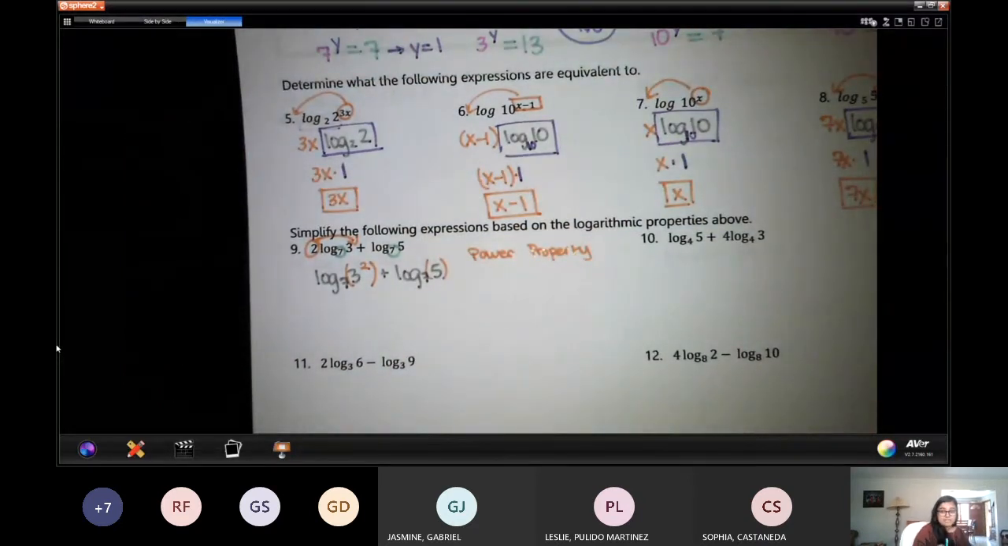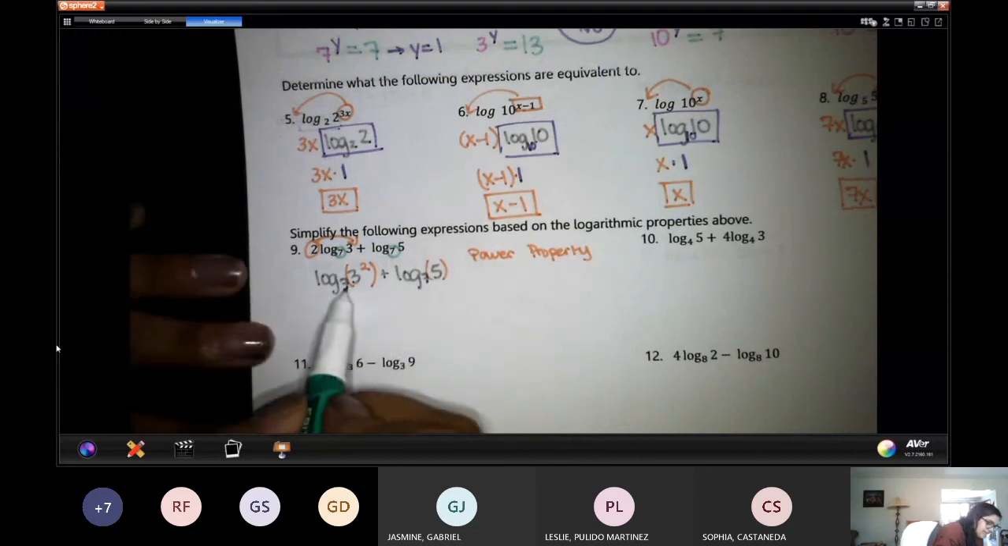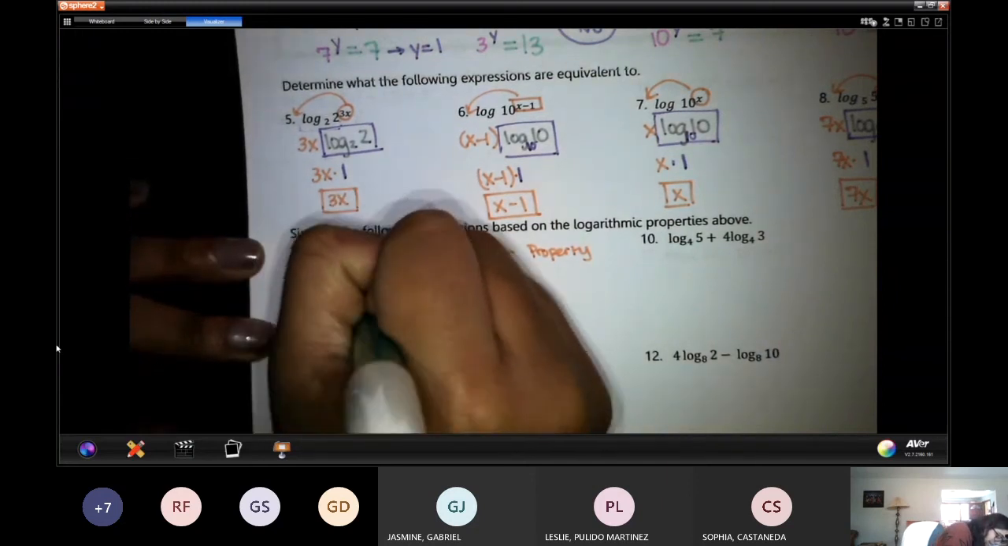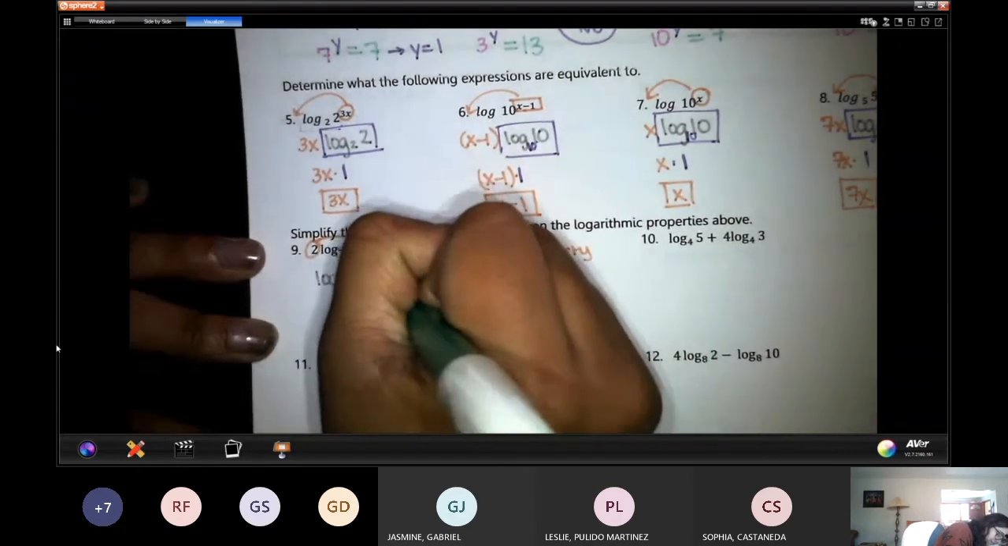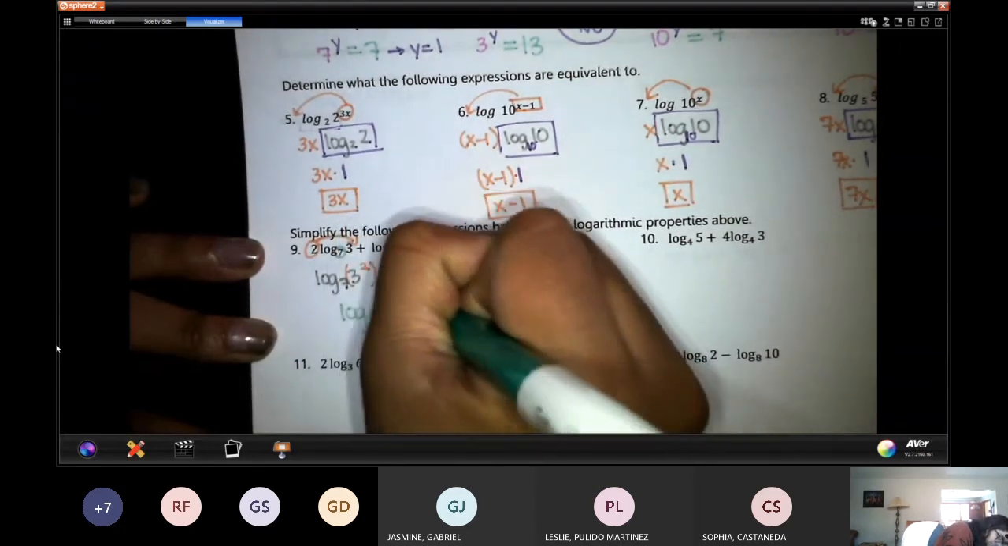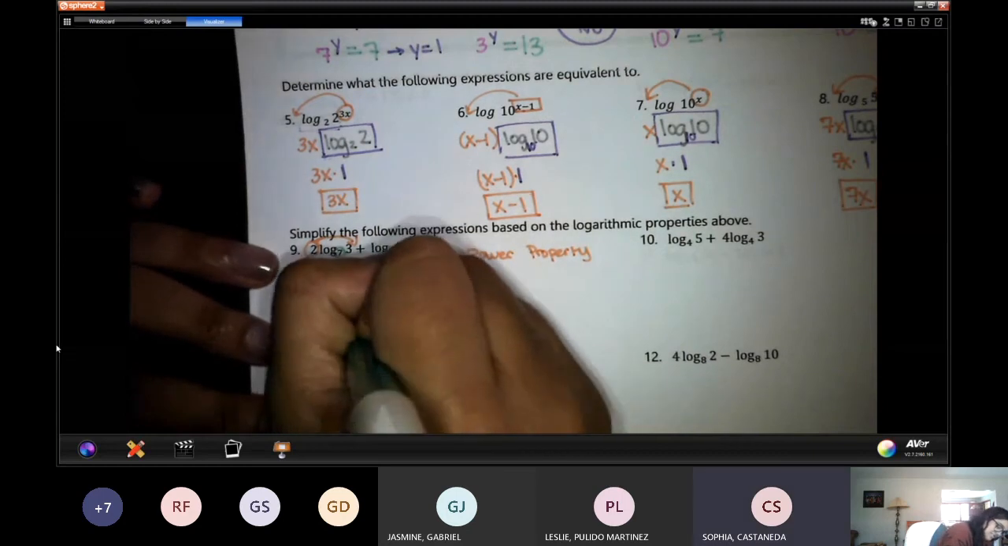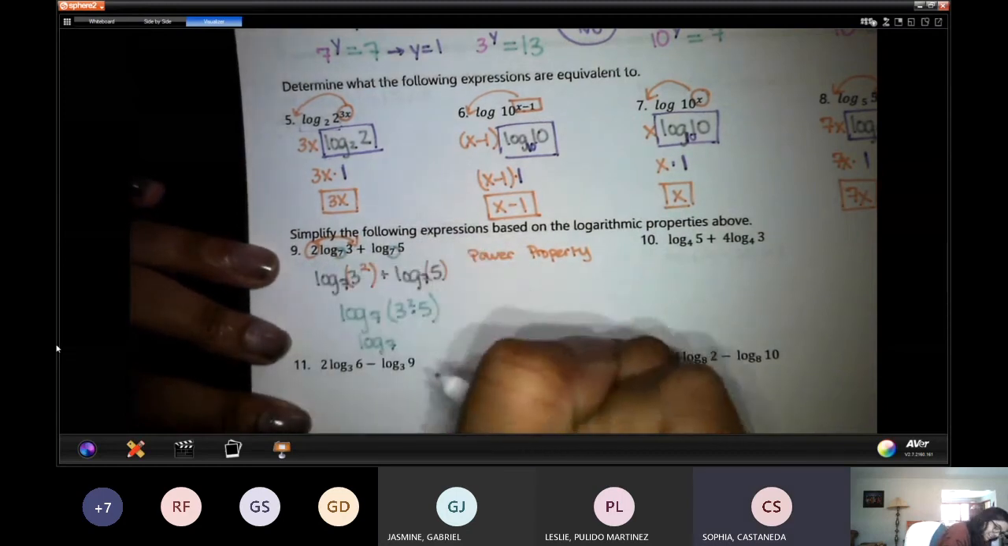And now we're going to use that product property, okay? So now that we've added, product property, I'm doing in green. We have the same bases, so we can go ahead and add these. And when we do that, by the product property, we're going to end up multiplying them, right? And if we were going to do that with a number, what's 3 squared? Come on, y'all. 3 squared. 9. Good. And then 9 times 5 is? 45. Good. All right.